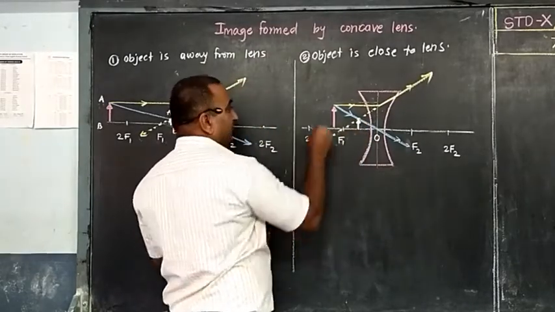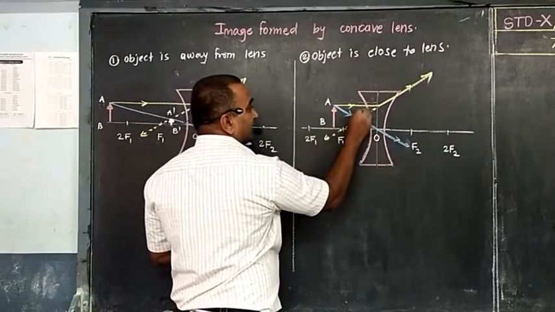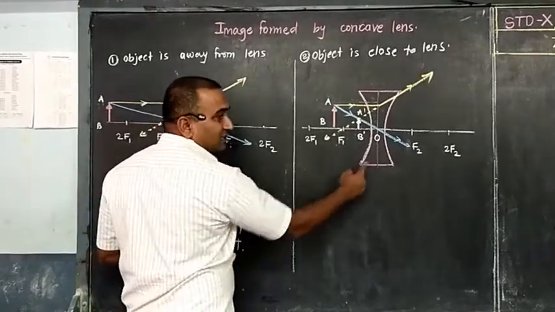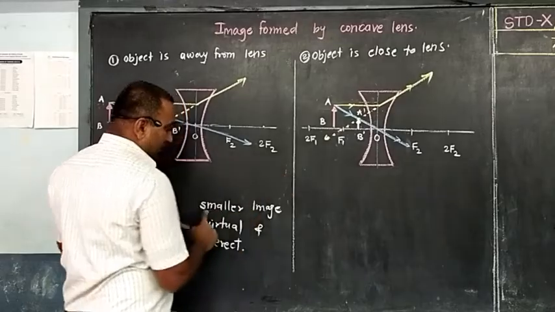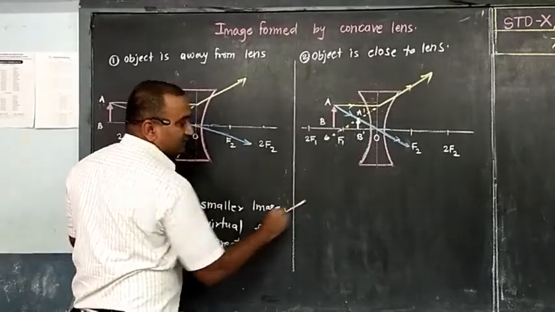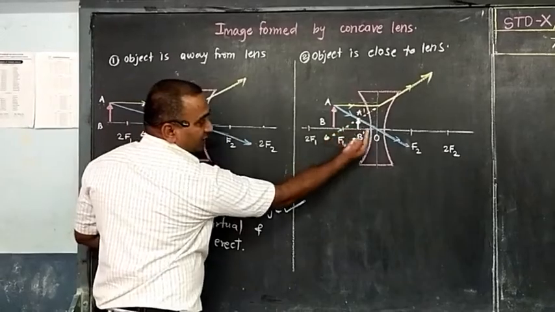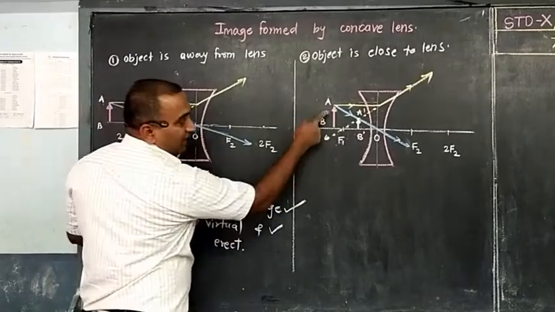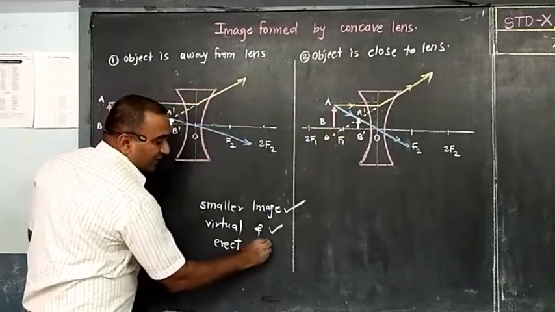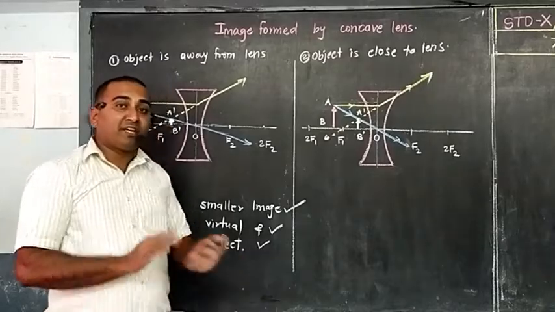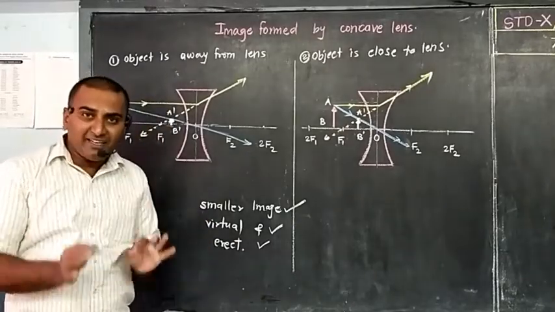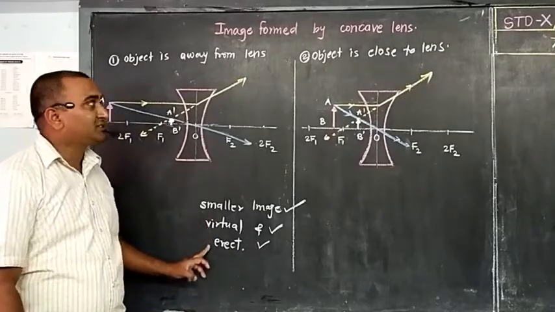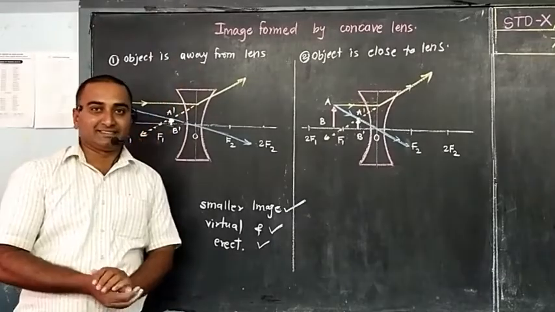So how is the image? When the object is AB, this one is A dash and this one is B dash. Here also we get the same result. The image is smaller than the object. Again, it is towards the left side and imaginary rays are meeting, so it is virtual, and the head is upward, so we get an erect image. Whatever the condition, we always get smaller, virtual and erect images due to concave lenses.